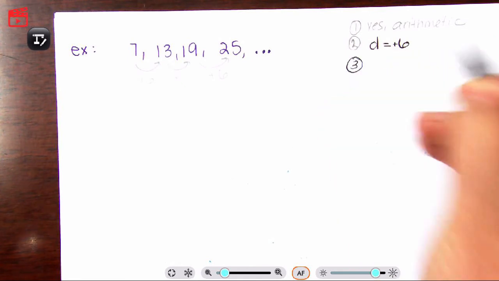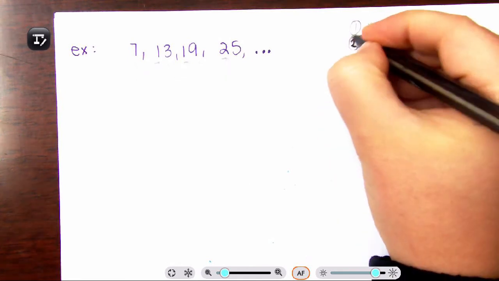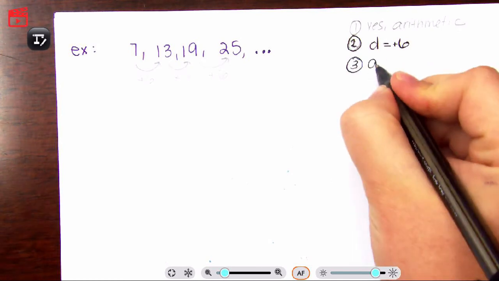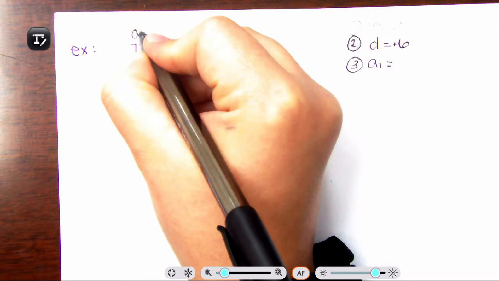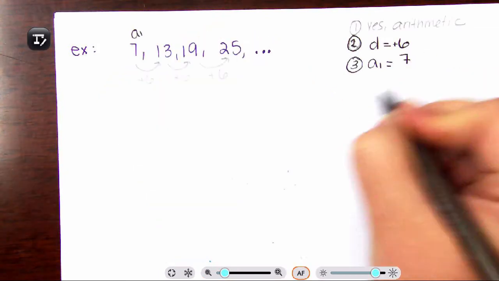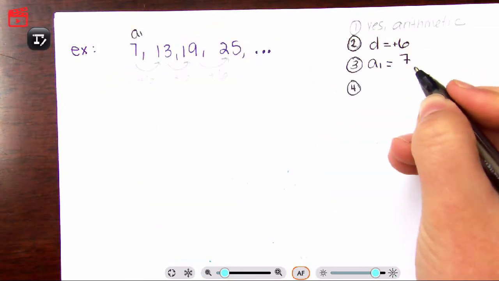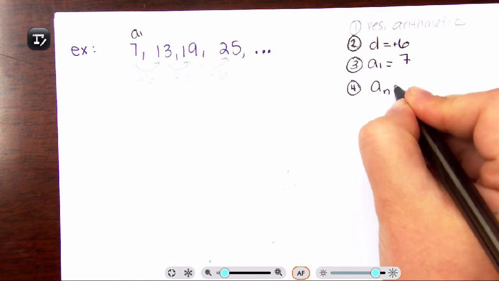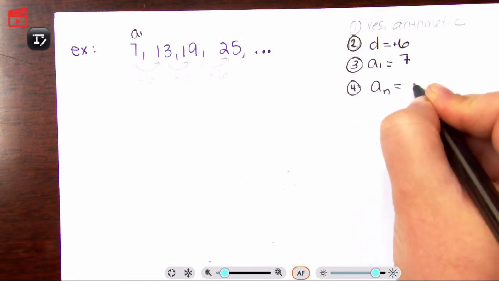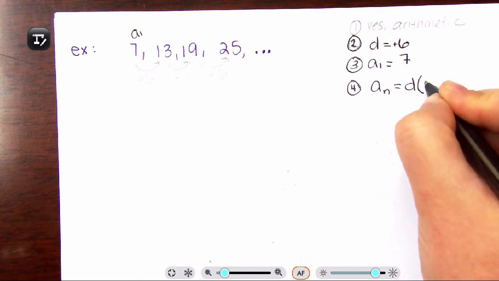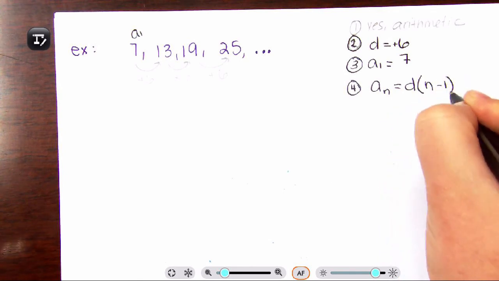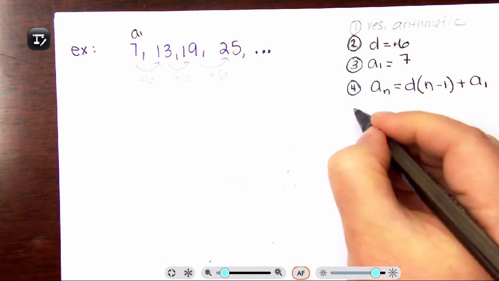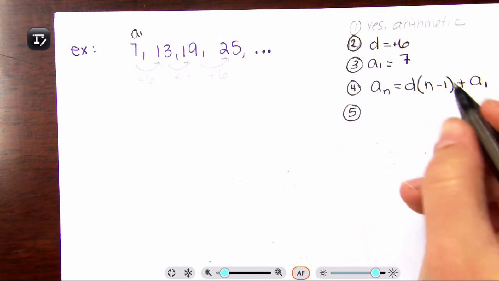Step number three, it's asking us to identify the number in the first position. So in the first position, we have 7. Step number four, write out the formula. So the formula is a sub n is equal to d times parentheses n minus 1 plus a sub 1.